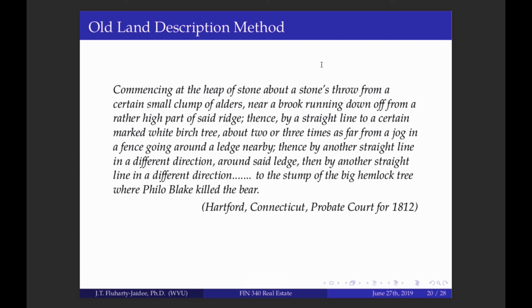So, commencing at the heap of stone, about a stone throw away from a certain small clump of alders, type of tree, near a brook running down off from a rather high part of said ridge, thence by a straight line to a certain marked white birch tree, marked how, about 2 or 3 times as far from a jog in a fence going round a ledge nearby, thence by another straight line in a different direction around said ledge, then by another straight line in a different direction to the stump of the big hemlock tree where Philo Blake killed the bear. Because we apparently remember who Philo Blake is.